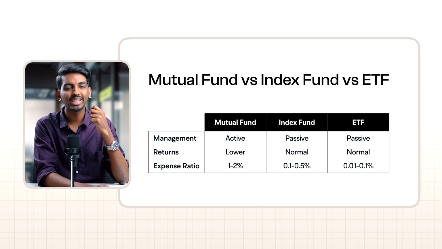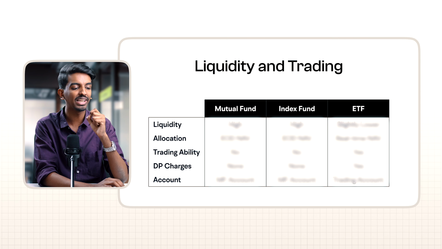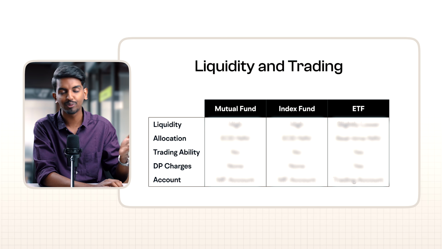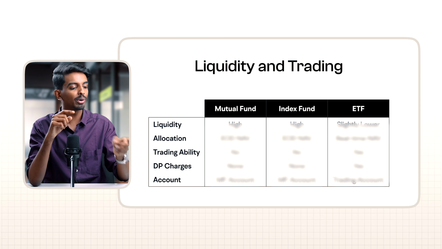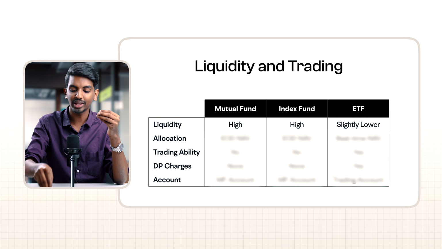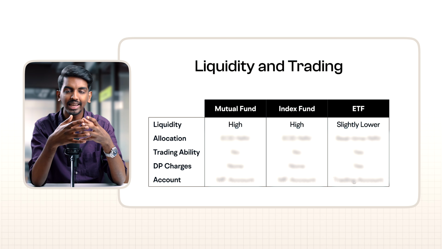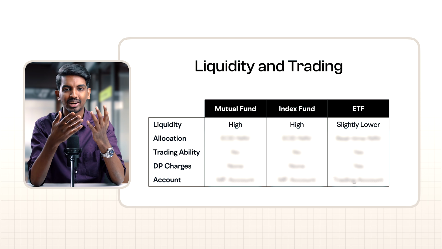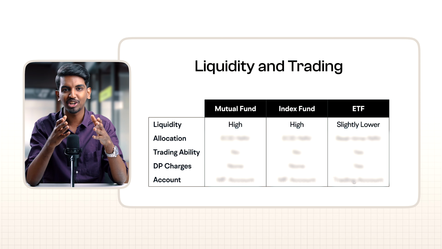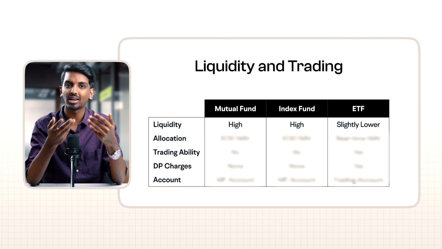Now, let's get into the next part of the video, which is liquidity and trading. So you have to understand first that the liquidity is different for each of these instruments. For a mutual fund, you can withdraw at any time that you want. The fund manager or the asset management company will take care of your fund with all their heart, right? So they'll help you redeem your units anytime that you want. In the case of an index fund, it remains the same.